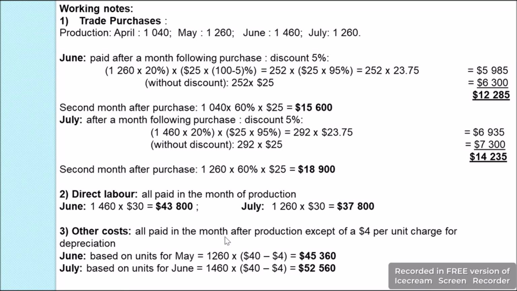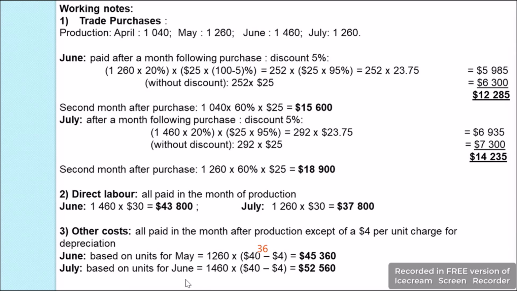All are paid in the month after production, except we have $4, which is the unit charge for depreciation. So for the month of June, the other cost will be based on the May production, which is 1,260 units, and the unit cost for the other cost is $40, and out of this we will subtract the depreciation of $4. So now we will have the value as $36. So it will be 1,260 times $36, which will be $45,360 for the month of June.